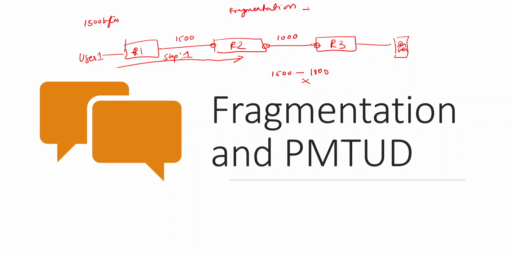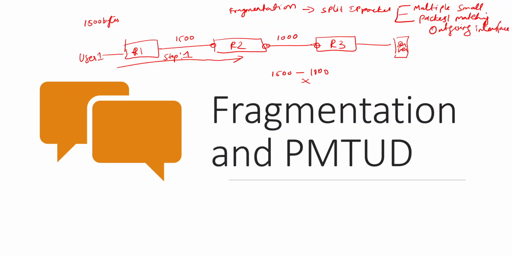What does fragmentation mean? It splits the IP packet into multiple chunks, multiple small packets, matching the outgoing interface. This is how fragmentation is performed on this router.